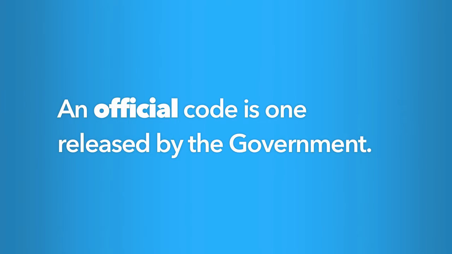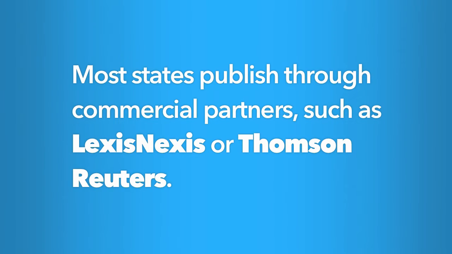Codes are published into several formats, both in print and electronically. When the government arranges for publication of its laws, this is referred to as an official code. Official codes may or may not be published by the government itself. Sometimes, governments will contract with a commercial publisher to print their official codes. Many states no longer publish their own codes and leave this to commercial publishers, primarily LexisNexis or Thomson Reuters.